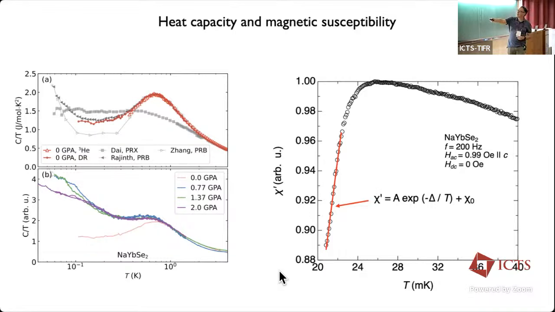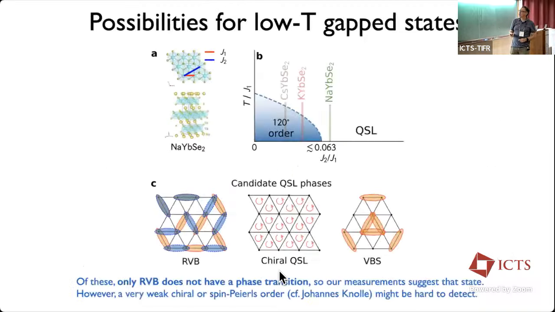It seems like below 25 millikelvin, so a very difficult-to-access regime, some kind of gap is setting in the magnetic susceptibility. And the left side is just trying to prove that these are good crystals and so on. So this is maybe the biggest surprise in that experimental paper.